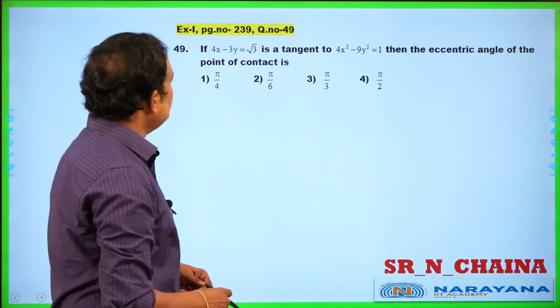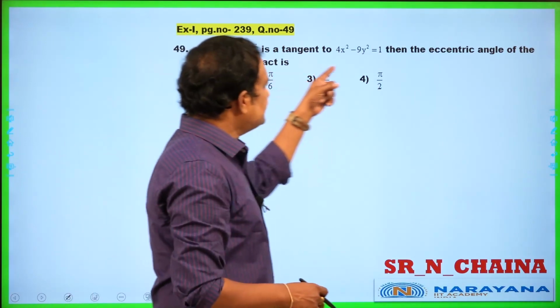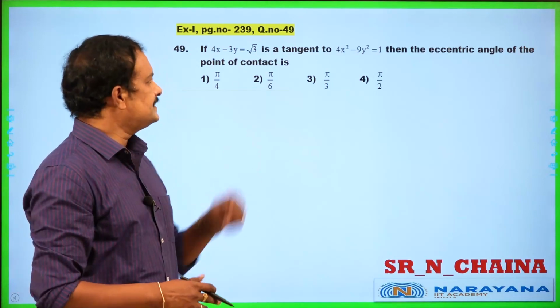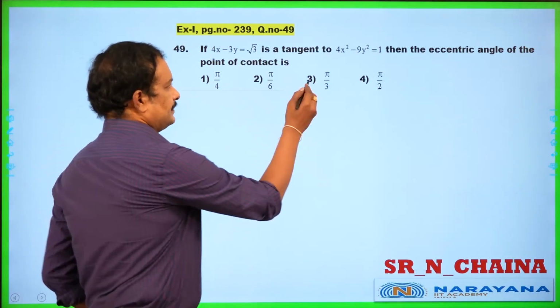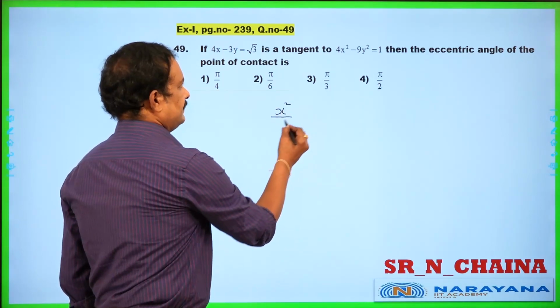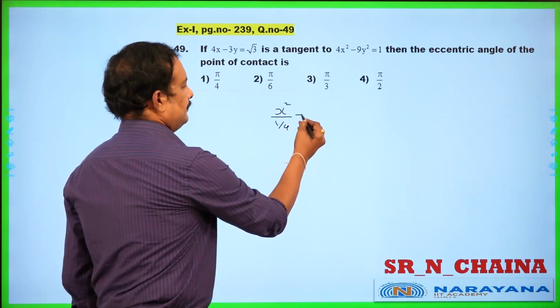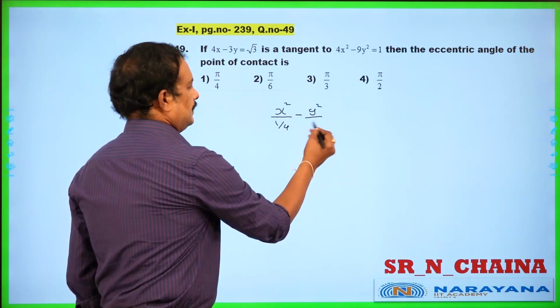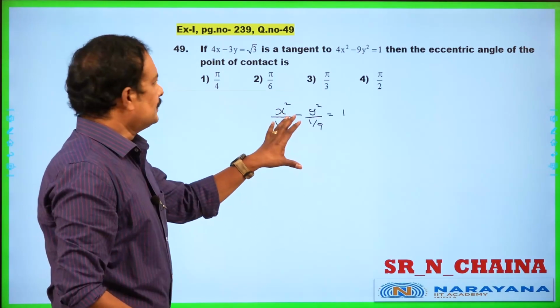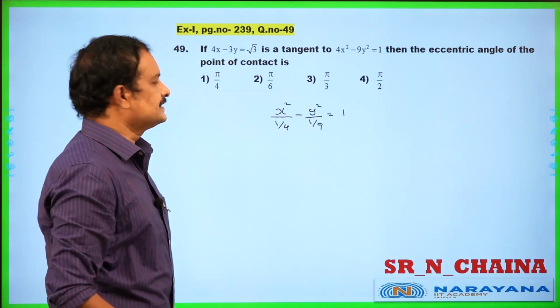Okay. In this case, once again, some line is given, it's a tangent to this one. Then the eccentric angle of the point of contact is, so it's a hyperbola. Okay, 4x square minus 9y square equal to 1. So converting this one into standard model, x square divided by the 1 by 4 minus y square upon 1 by 9 is equal to 1. So this is the hyperbola, and this line is a tangent to this one.